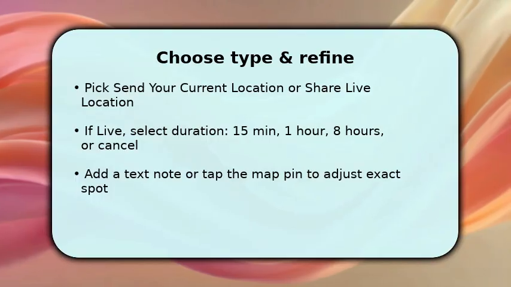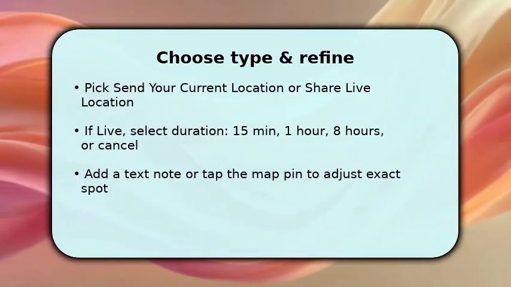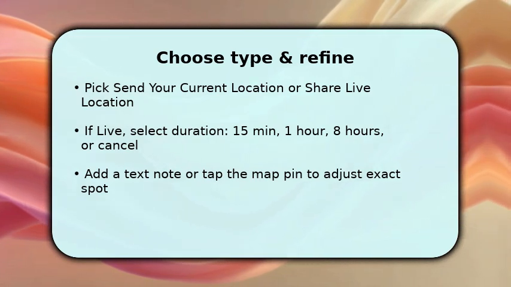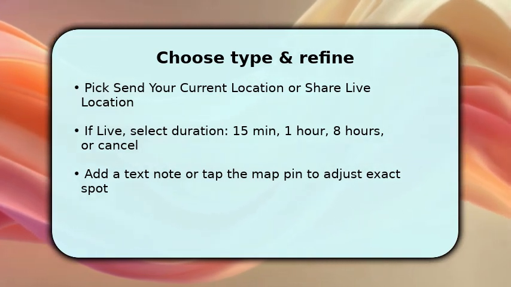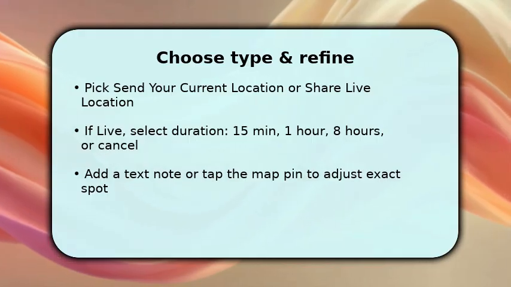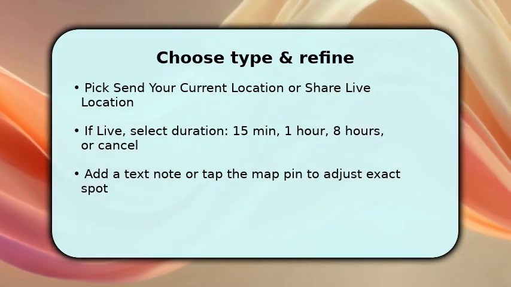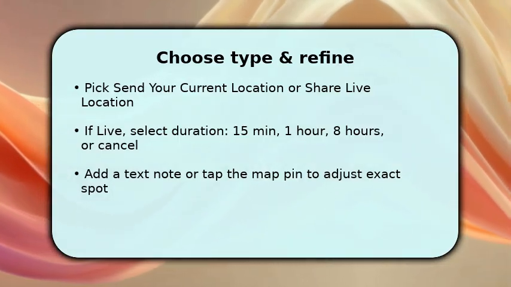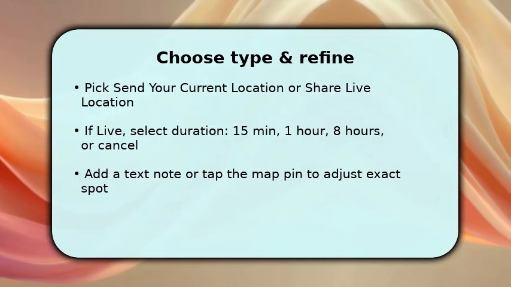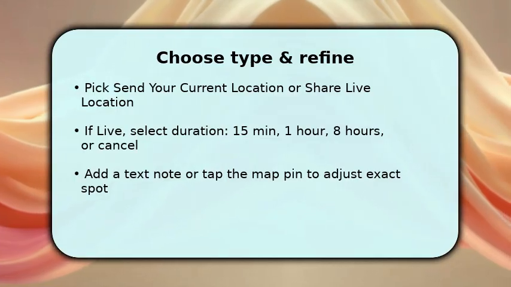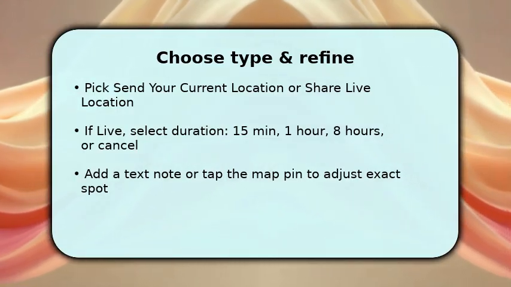Once the map appears, decide what you need. Send a static current location or share live location for movement tracking. If you choose live location, pick a duration so people stop seeing you automatically. This protects privacy. You can also press and drag the map pin to fine-tune the dropped marker or attach a short message explaining where you are. Remember, live location drains battery more, so use shorter durations when possible to conserve power.